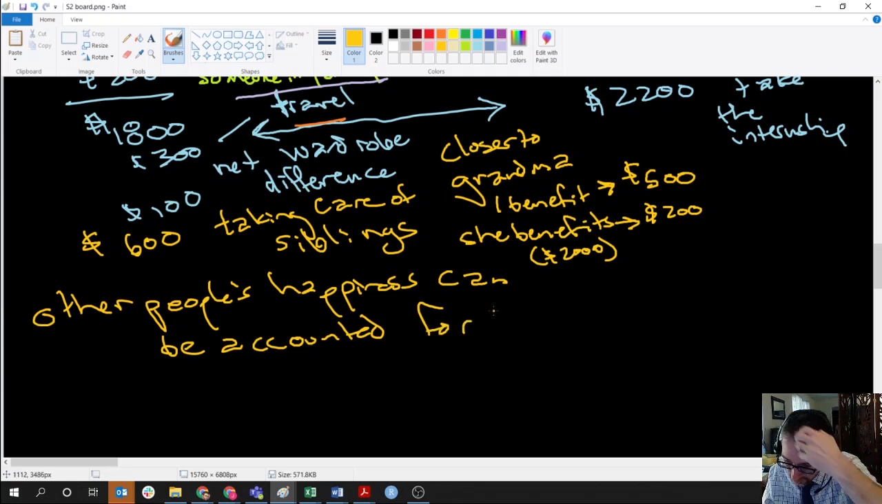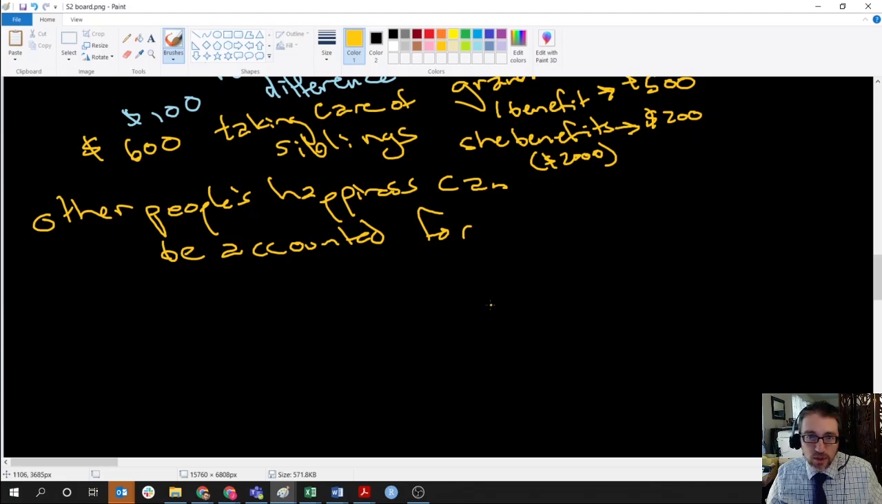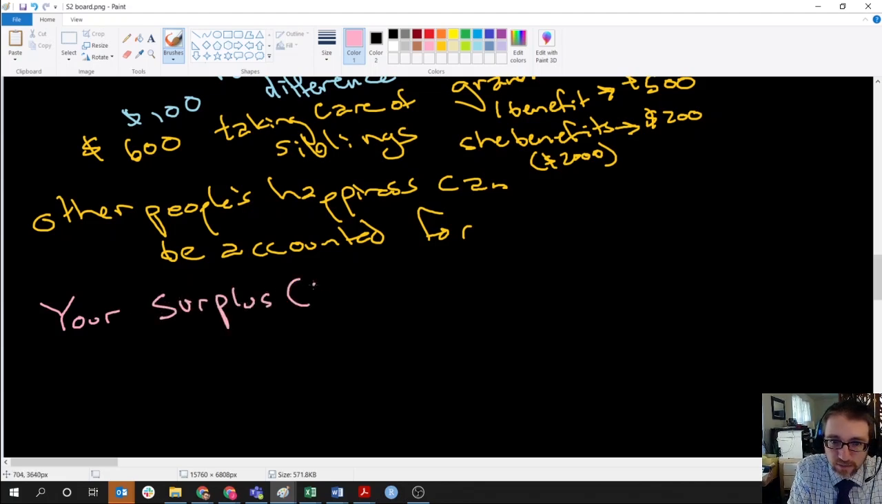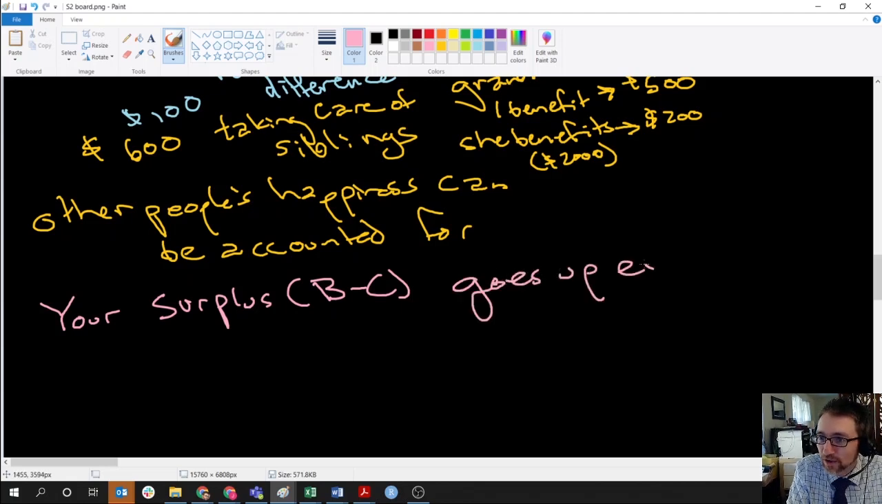Now, what's good about this is that it's steadily following the cost-benefit principle. Your surplus is what we call it. Your surplus, benefits minus costs, goes up every time. We mentioned that. And now think about something like this.